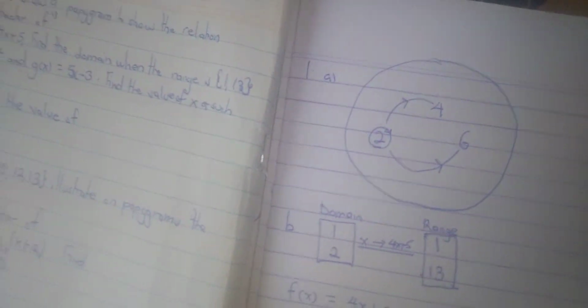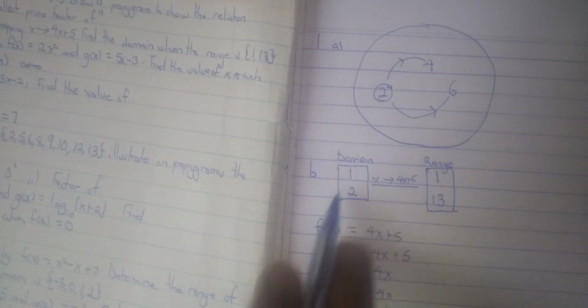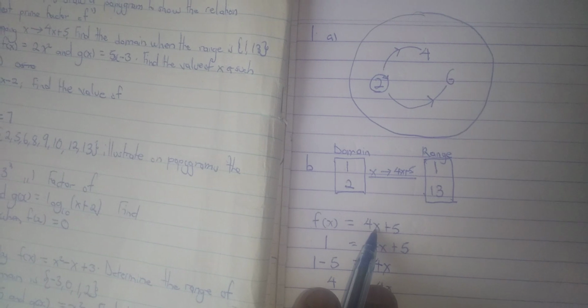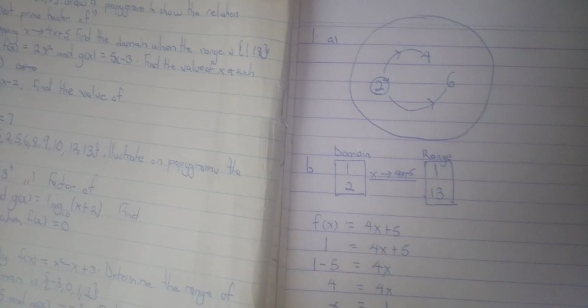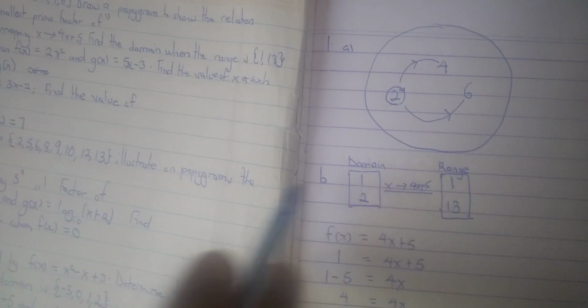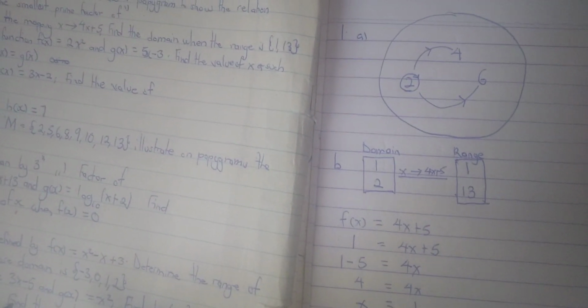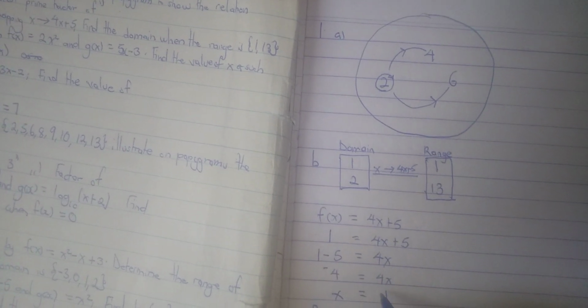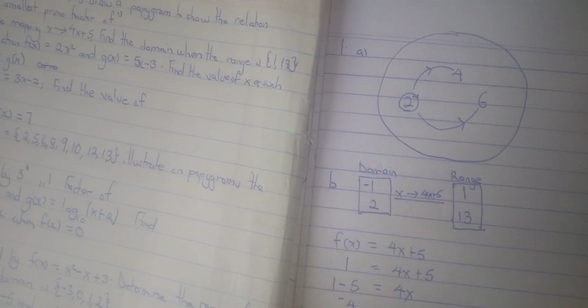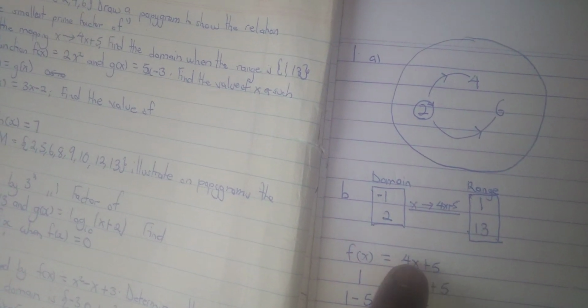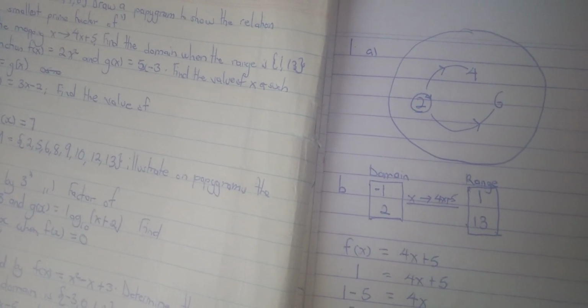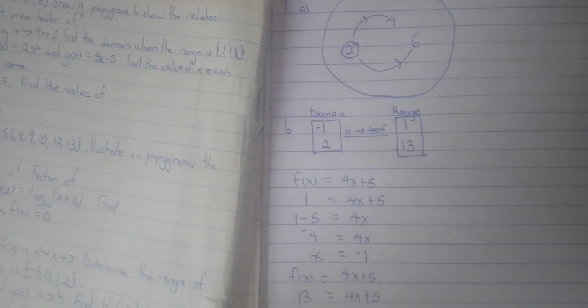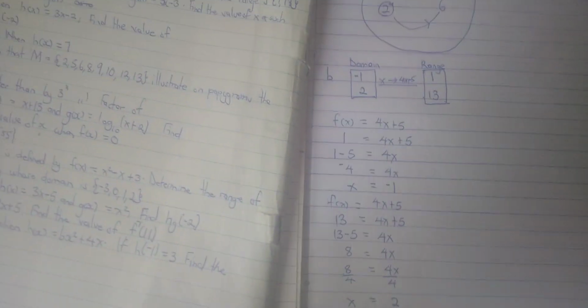So if you want to prove for the first one, you just put here f of negative 1. So when you put negative 1 here, so we had negative 1, the domain. So we had 1 minus 5, which was negative 4. So our x was negative 1. So if you want to prove, then we can put them back. This will be negative 1, 4 times negative 1 plus 5. You still come back to a 1. So we are done with that part.